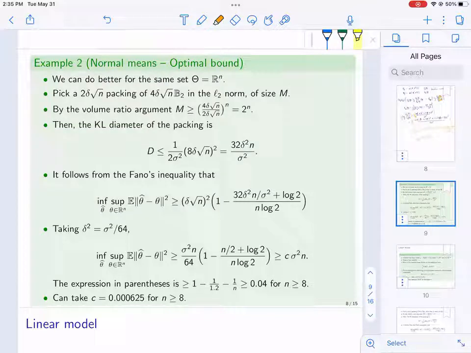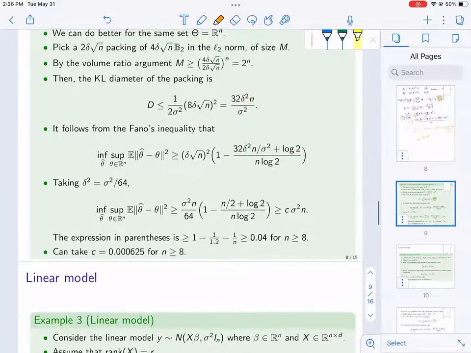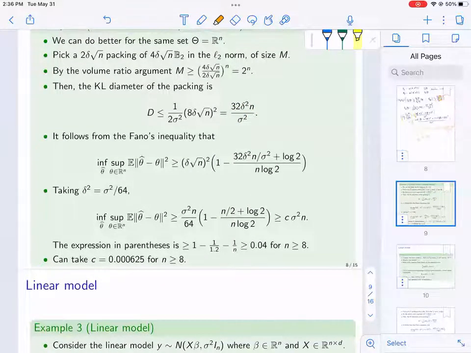Now the KL divergence, you can see, is going to be a little bit different. So for delta, the diameter in the L2 would be twice this, so I get that. You square everything, you get something like that. Okay, now I can plug into Fano's inequality.